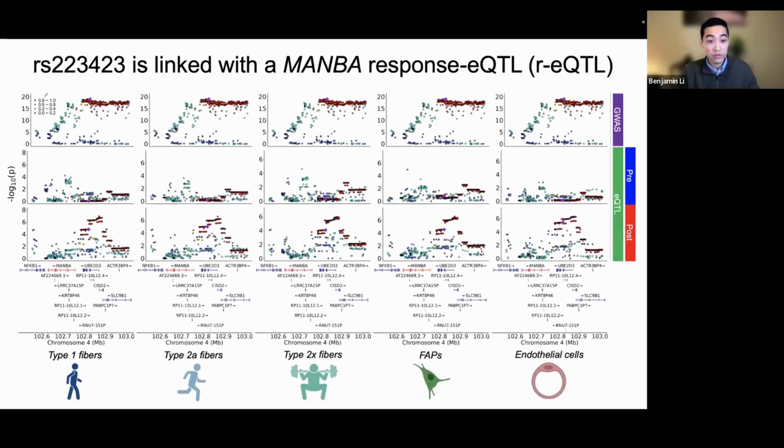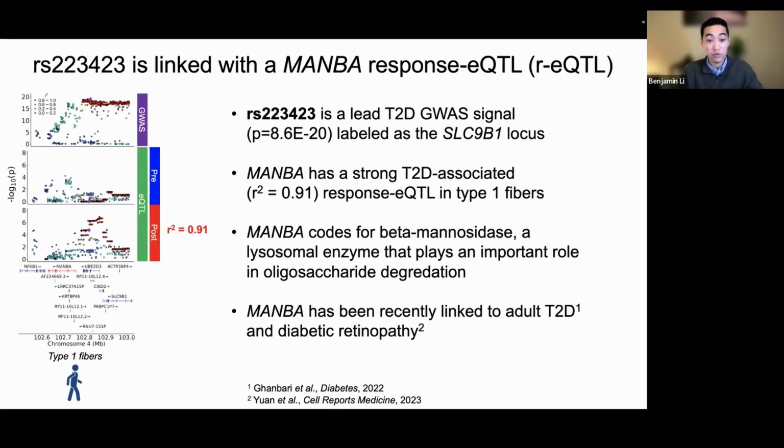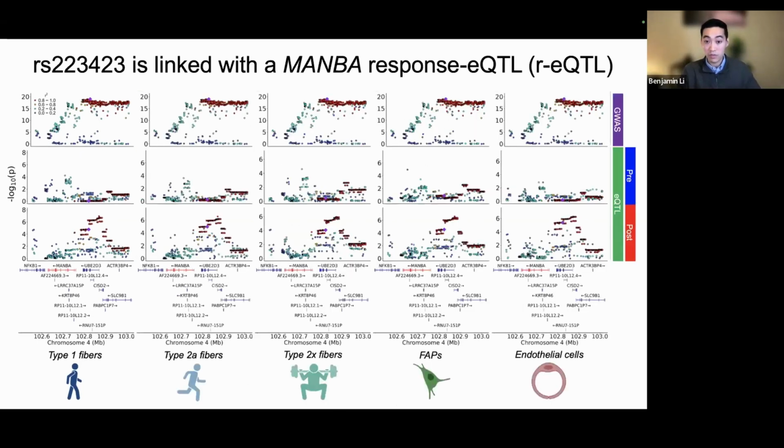So previously I showed you the results here for type 1 fibers, which is one cluster. But MAMBA actually has this response eQTL, which is an eQTL that is not present in one context, the pre-context, but is present once we look in the appropriate stimulated context. And we can appreciate here that this response eQTL is present across all 5 of the most abundant cell clusters, suggesting that this effect is prevalent across different clusters in skeletal muscle.